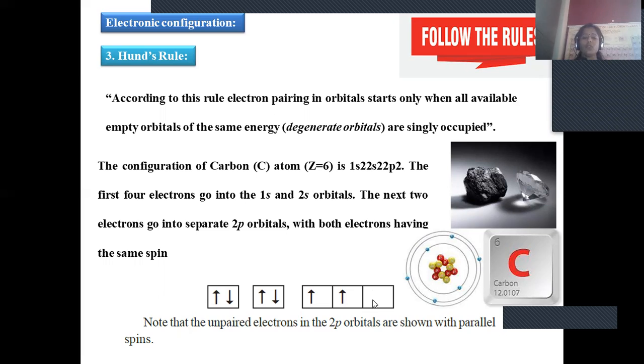So when the third electron comes, it will go to this empty orbital. When the fourth electron comes, then it will be paired. That is the main motto of Hund's rule. Hund's rule states that pairing of electrons is not possible until similar energy orbitals are singly occupied first. First, they should be singly occupied. Later, we go for the pairing of electrons in that manner.